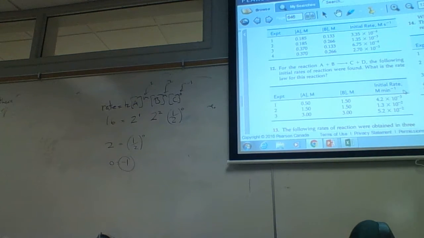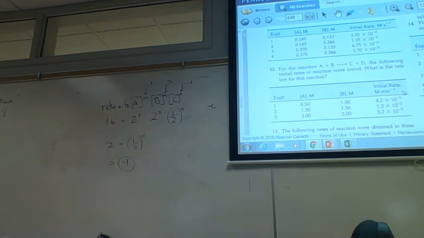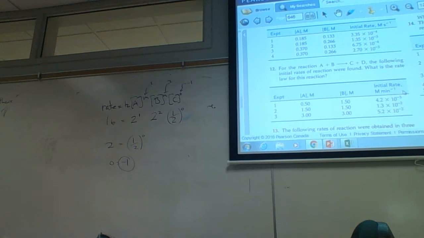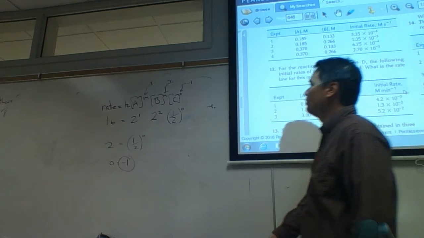And so what are the reaction orders with respect to A, B, and C? That's what we got. What is the value of R5 in terms of R1? So let's go to R1 and then R5. And so let's see what we're doing, going from R1 to R5.